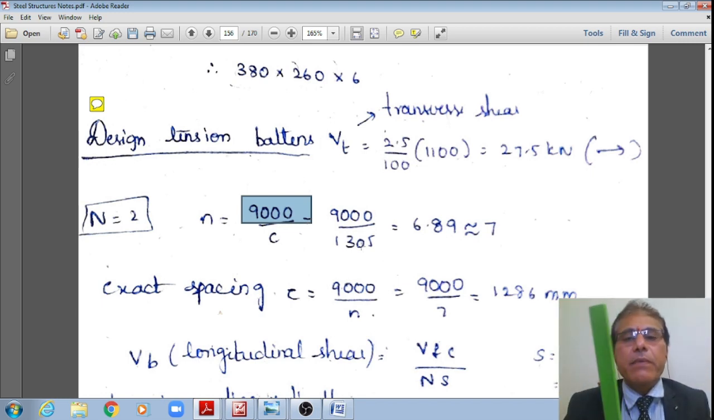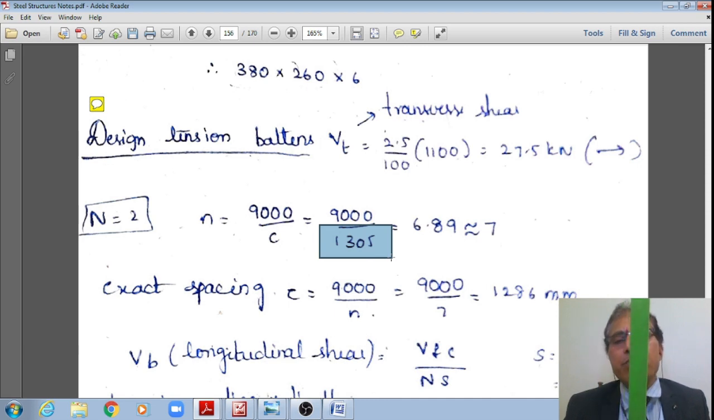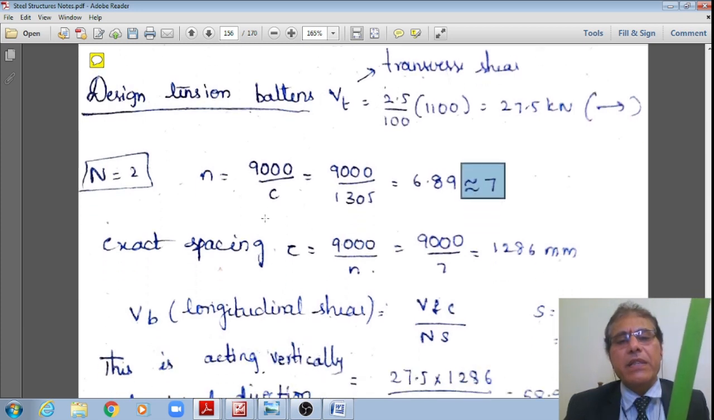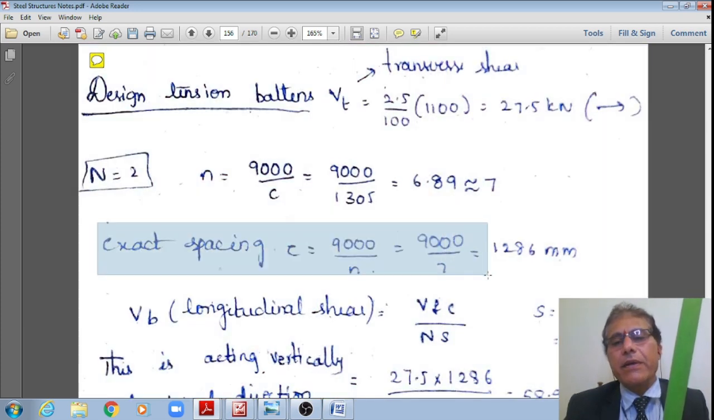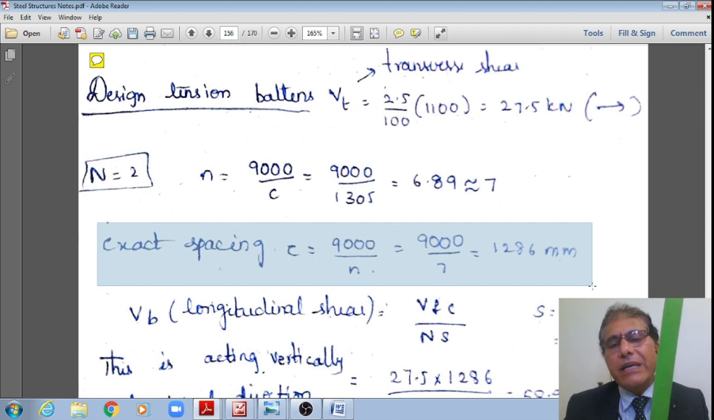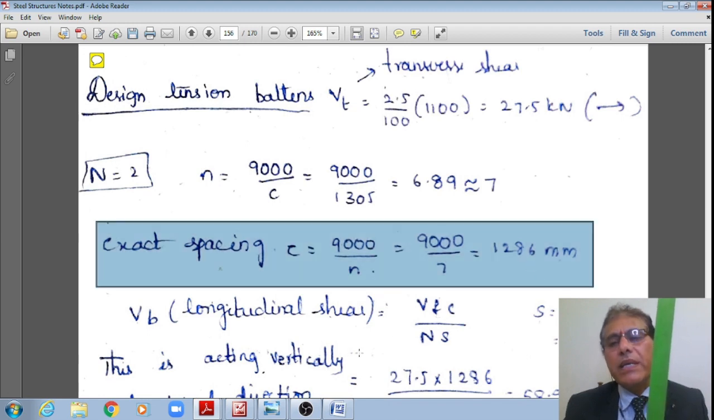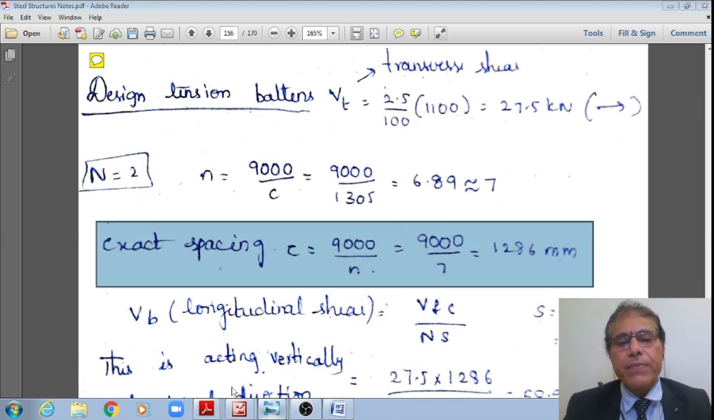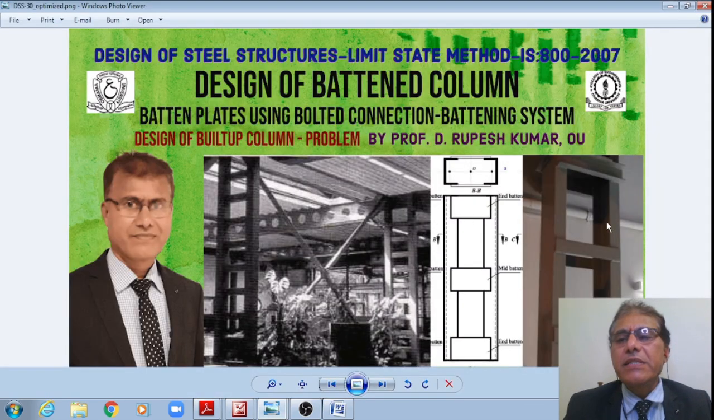Therefore, that divided by, actually I got 1305. Therefore, if I divide, now I get 6.89. But I already told that it should be the nearest highest integer, 7, right? Therefore, the exact spacing is 9000 divided by n, 7, which is 1286. This exact spacing is 1286, student, right?